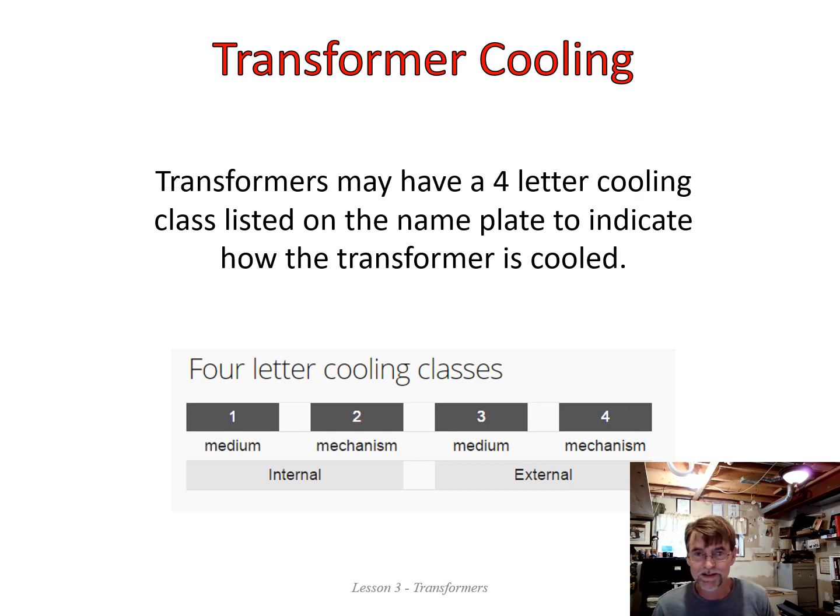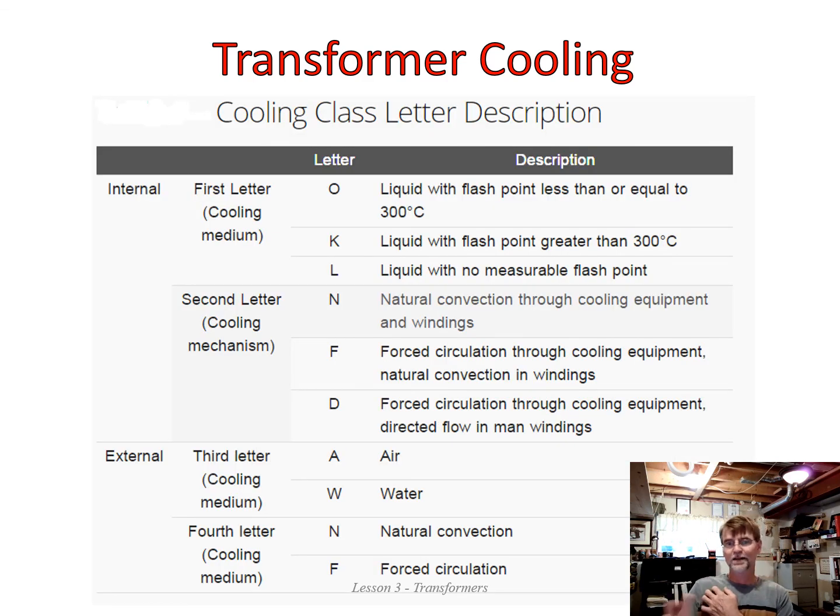So again, is it still just air or is it oil? And the mechanism, is it passive, just a radiator fin, or is it active? Is there air being blown across those fins to move the heat? So medium and mechanism, both internally for the first 2 letters and externally for the third and fourth letters. This is not test material. I'm not going to give you a 4-letter cooling classification and ask you to tell me what it means, but you must understand what's happening here.